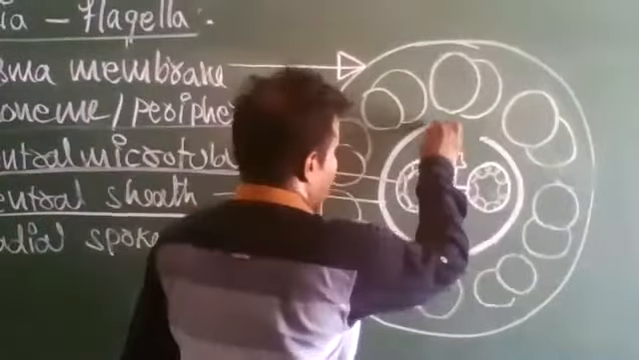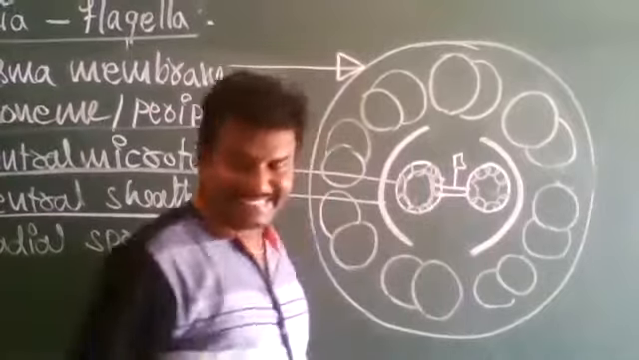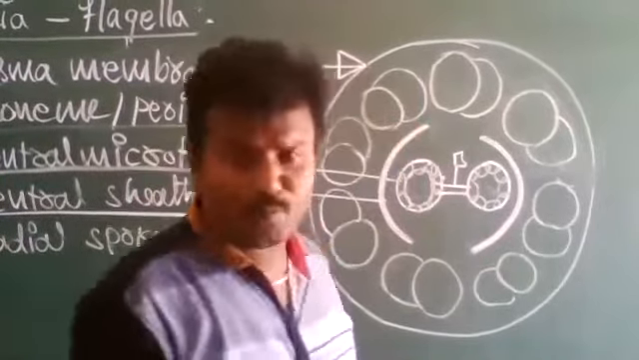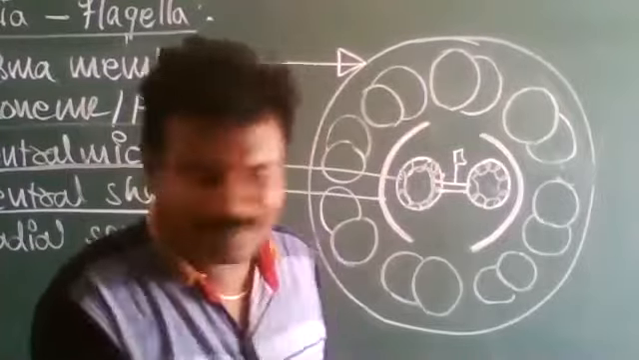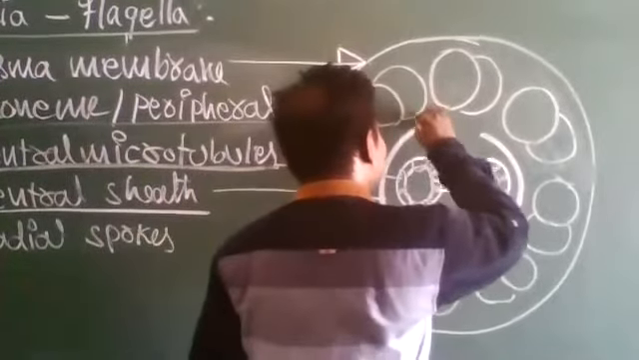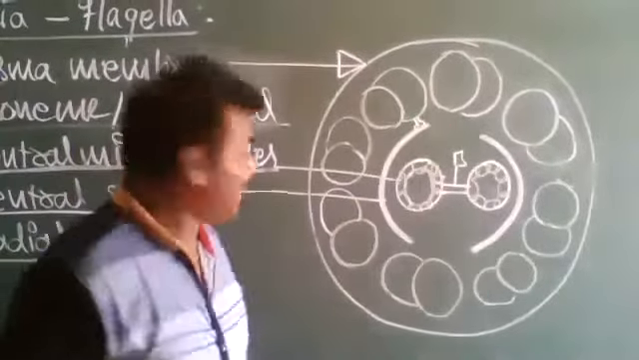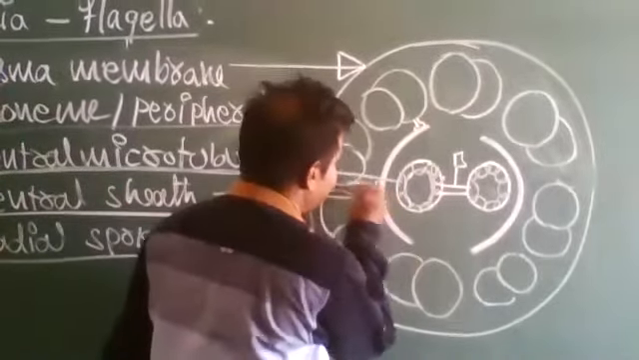This central sheath is connected to the peripheral microtubules by a small tube that is called radial spokes. It is attached to this.